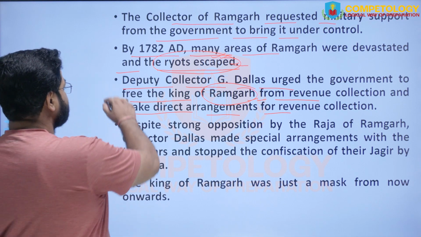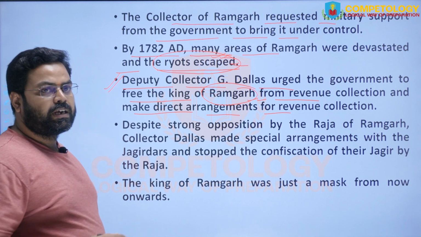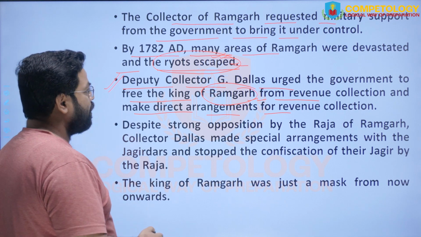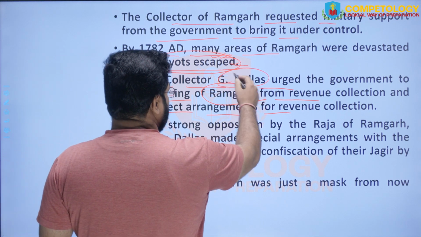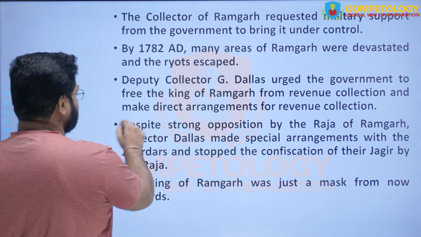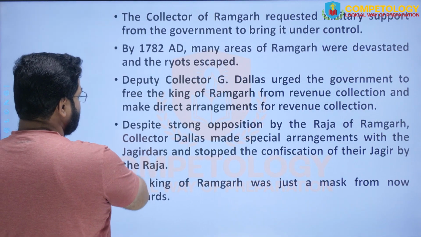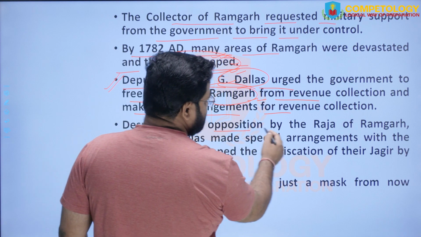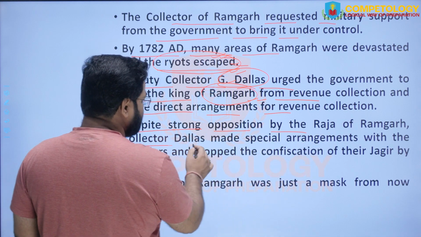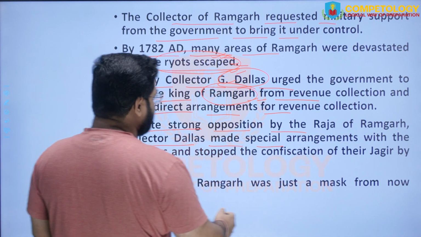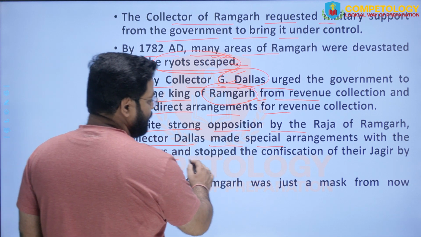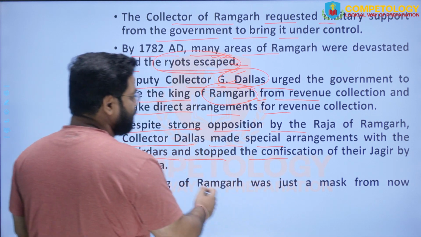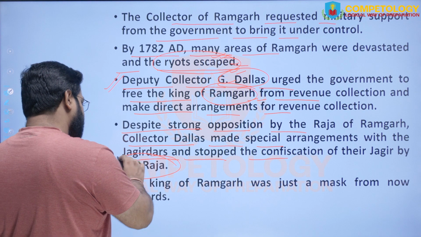So this was the view of the deputy collector of Ramgarh, G. Dallas. He was at that very time the deputy collector. Now, despite the strong opposition by the Raja of Ramgarh, Collector G. Dallas made a special arrangement with the Jagirdars and stopped the confiscation of their Jagirs by the Raja.